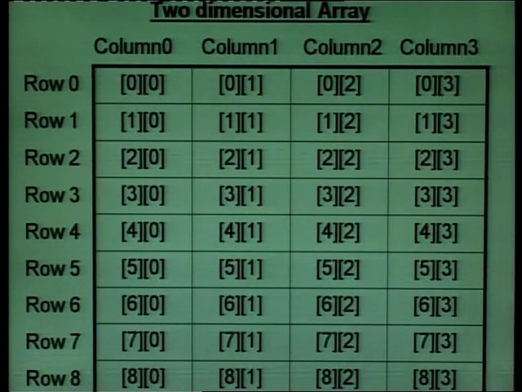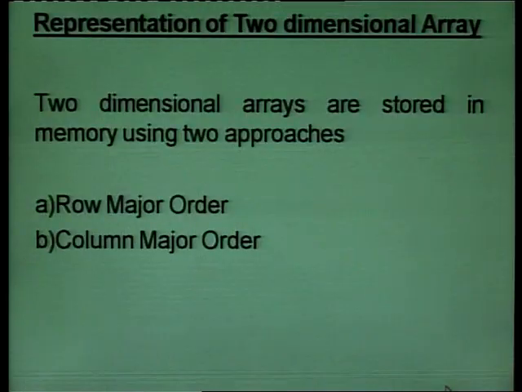This is an example of the way a two-dimensional array is stored in the memory location. If it contains 9 rows and 4 columns, the various locations for the array are stored in this. Here the total 9 rows are formed and the 4 columns are given. The first element is stored at the 00 position, the second element is stored at the 01 position, and it goes up to the last element stored at the 8th row and the 3rd column.